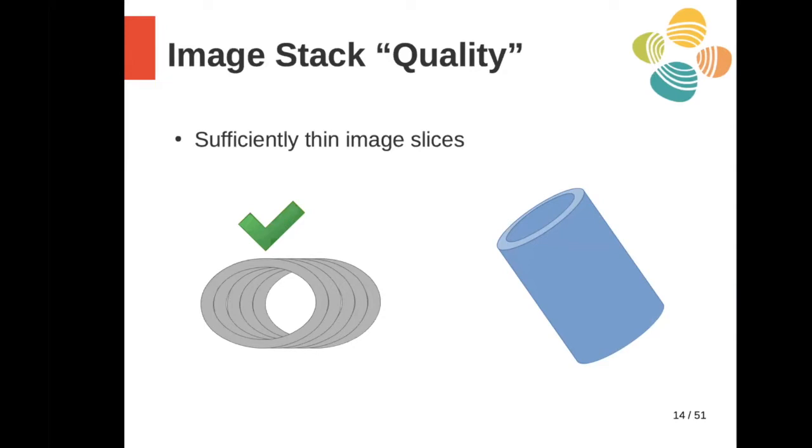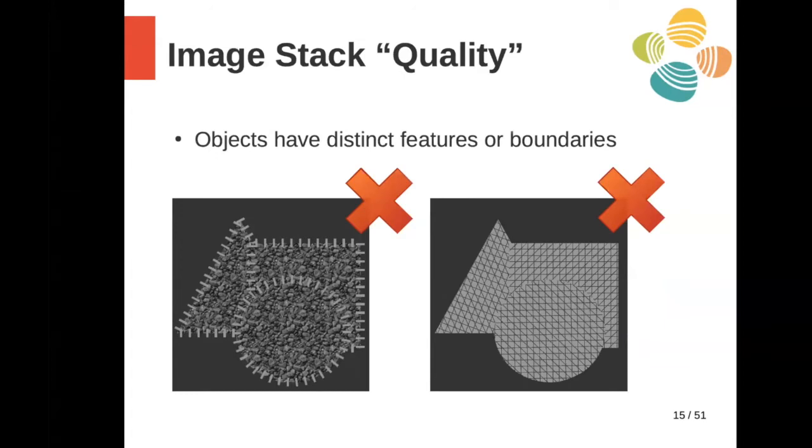that's where it can leak out. Now, there are algorithms that help deal with this, and Elastic, one of the tools that we will mention, has support for these, but those are advanced features. Ideally, we have a good image stack to begin with. The other quality that we want is that objects have distinct features or boundaries. You can think of this as locality of information.